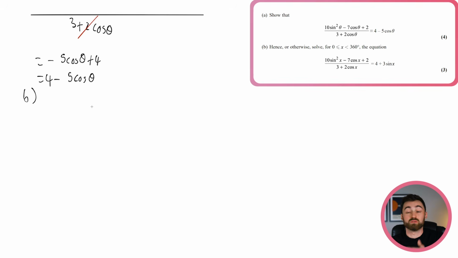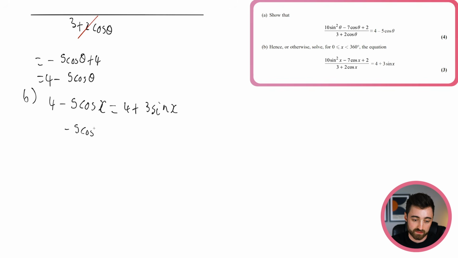So in this equation, we have that grim-looking thing on the left, just instead of a theta, we have an x. In other words, the thing on the left is just 4 minus 5 cos x. That is then equal to 4 plus 3 sine x. And let's solve it. So we can cancel 4, can't we? So we're going to get minus 5 cos x equals 3 sine x. Let's divide by 3 here. So I'm going to get minus 5 over 3 cos x equals sine x.